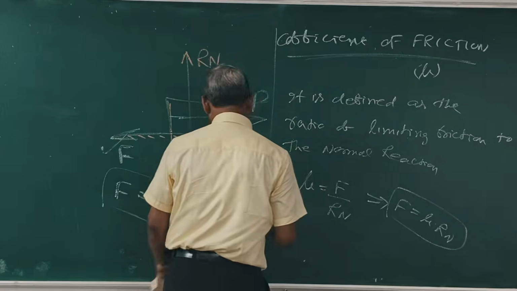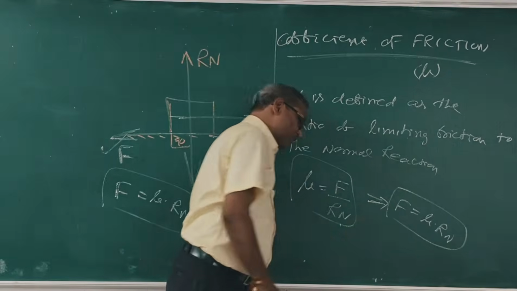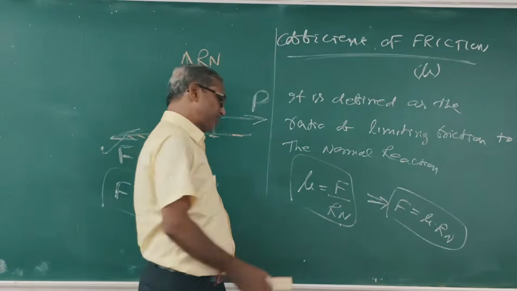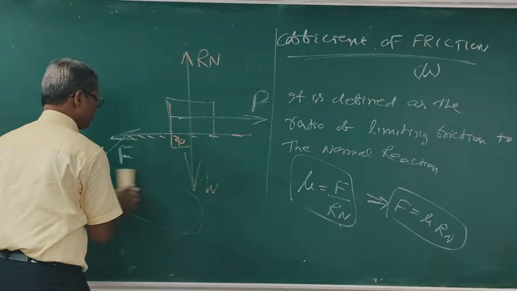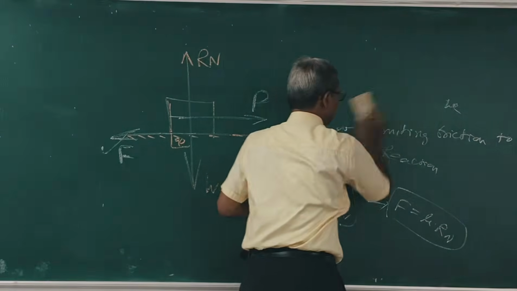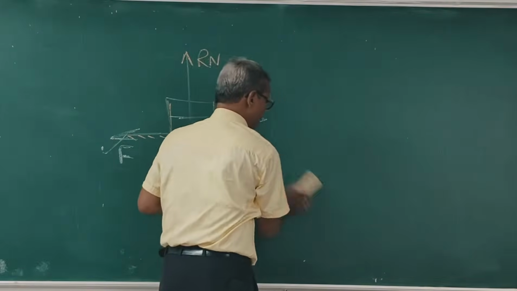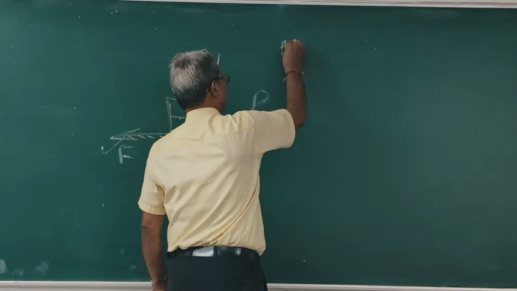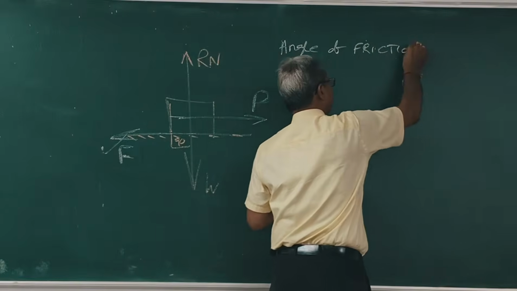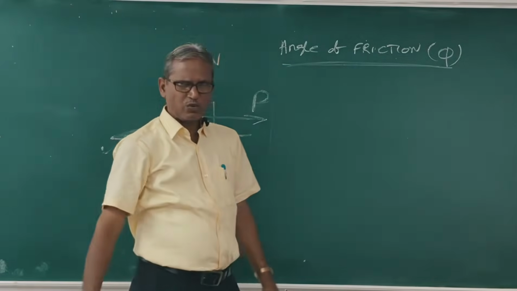Clear? I told you in the last theory that F is the limiting friction and Rn is the normal reaction. Clear? Next, angle of friction, phi. What is phi?